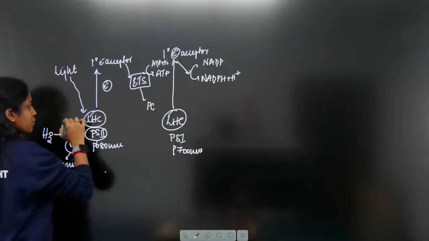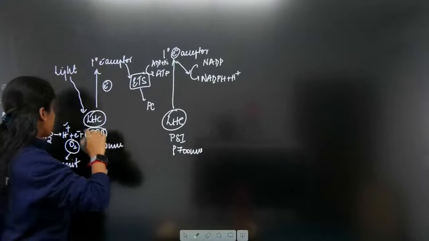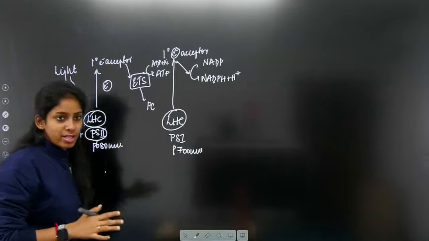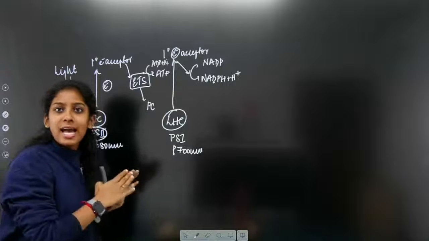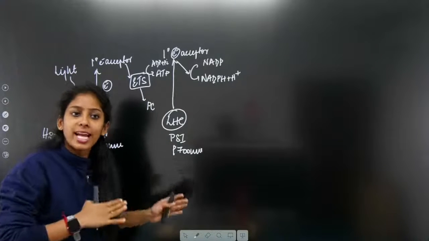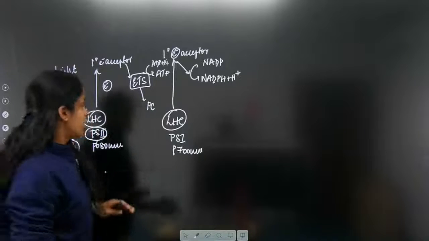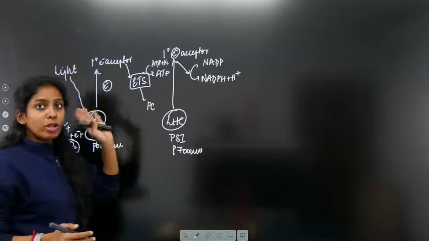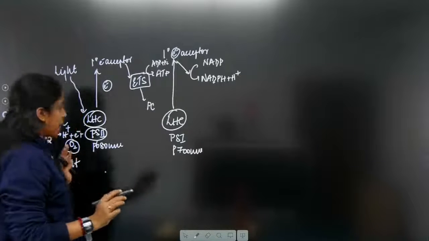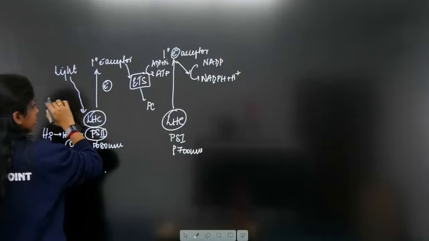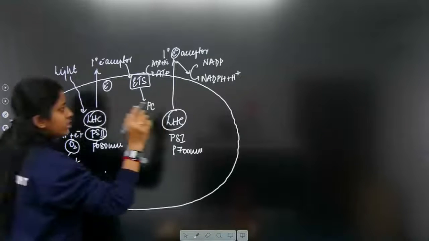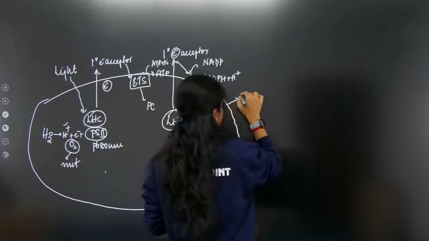This H plus is present inside the lumen, and the electrons are being utilized for this excitement. As a result, H plus is getting accumulated inside the lumen. This is there on the membrane of the thylakoid, right? So this splitting is like this. This is my thylakoid membrane.